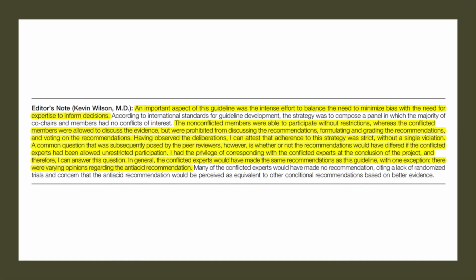Okay, and interestingly enough, the editor of the journal actually observed the process, and he then wrote a little editorial about this, saying that the conflicted and non-conflicted members participated together. It seemed to me that that process really, really worked very well.